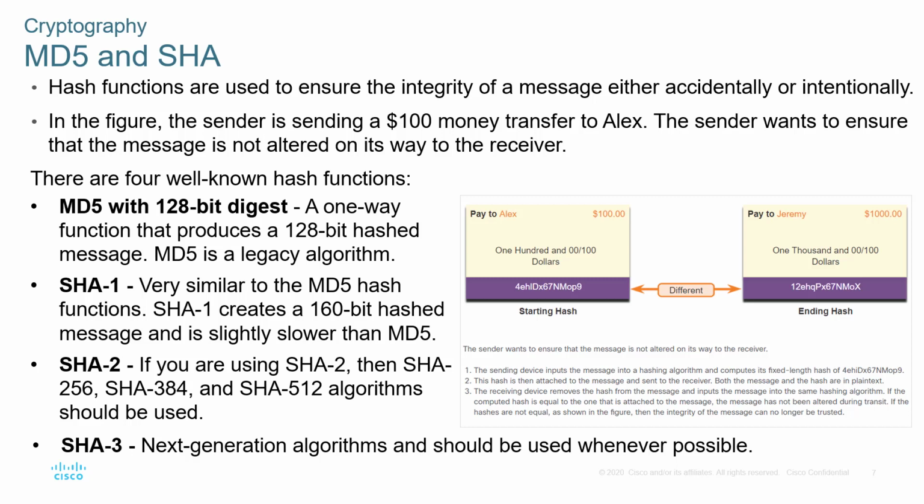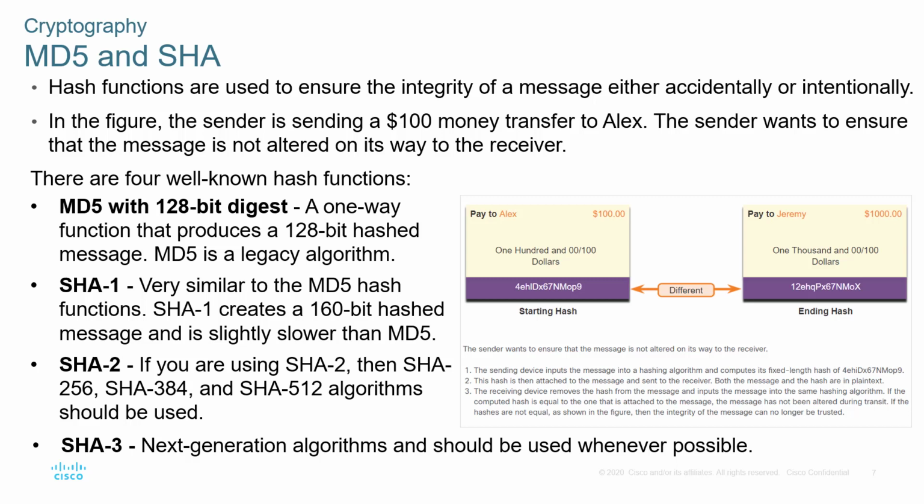There are a few different well-known hash functions. SHA has SHA-1, SHA-2, SHA-3, with 128, 256, 512 bit sizes, and so forth. SHA-1 is very similar to MD5, and it has a 160-bit hashed message. It is slightly slower than MD5, but it is also now classified as really weak. MD5 is a one-way function that produces a 128-bit hashed value, and is considered a legacy algorithm that is also not as secure. SHA-2 is the family with 256, 512, and greater. SHA-3 is the other family, which is again more next-generation algorithms.